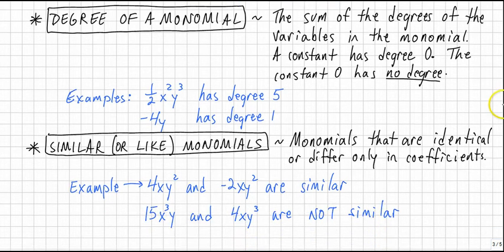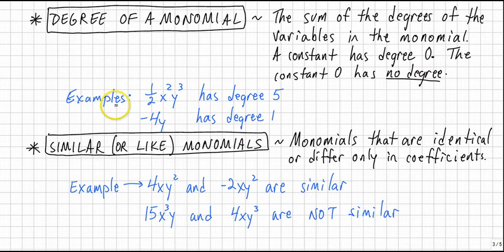Well, the entire monomial, not just the variables, but the entire monomial can have its own degree, and does have its own degree. So the degree of an entire monomial is the sum of the degrees of the variables in the monomial. If it's just a constant, no variable, then we'd say the degree is 0, unless the constant is actually 0 itself, then it actually has no degree.